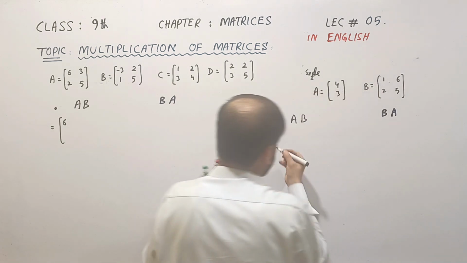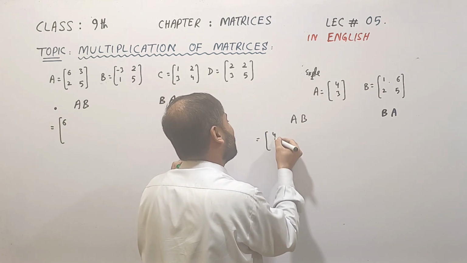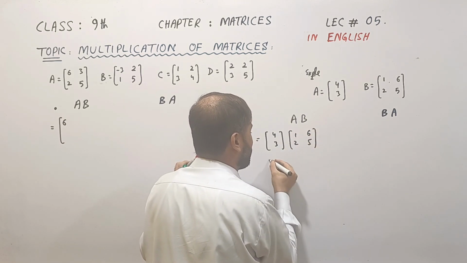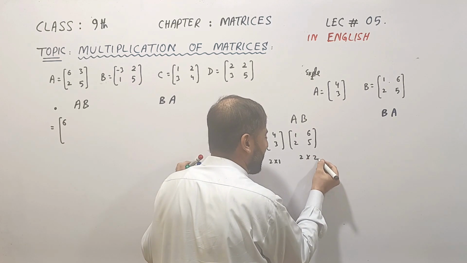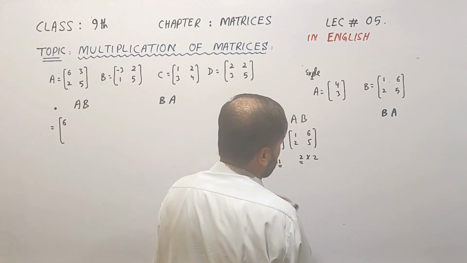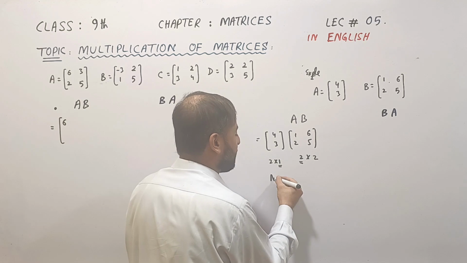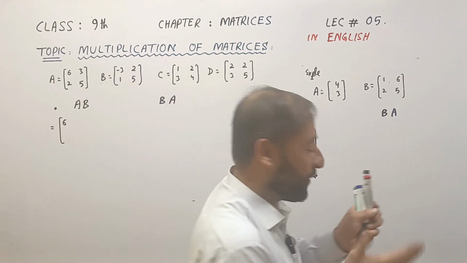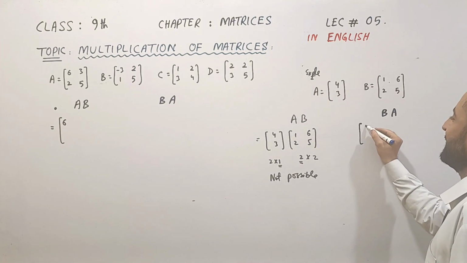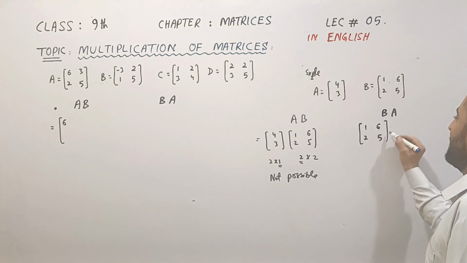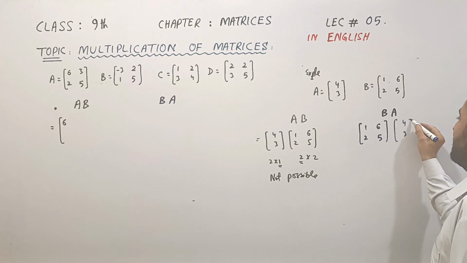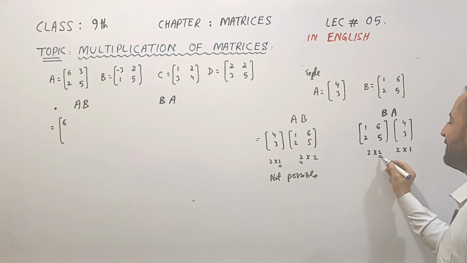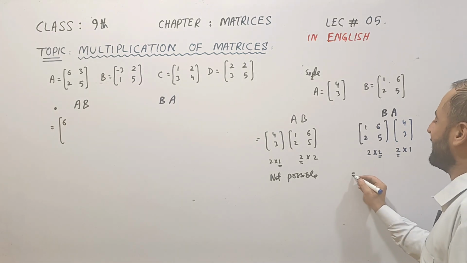So here you can see that AB is not possible. You can't multiply AB. It's not possible because it is a 2 by 1 matrix and a 2 by 2 matrix, so the number of columns of the first and the number of rows of the second are not equal. So it's not possible to multiply them. But BA is clearly possible if you take matrix B first and matrix A second. It is a 2 by 2 matrix and a 2 by 1 matrix. The number of columns of the first and rows of the second are equal. It's possible to multiply them.